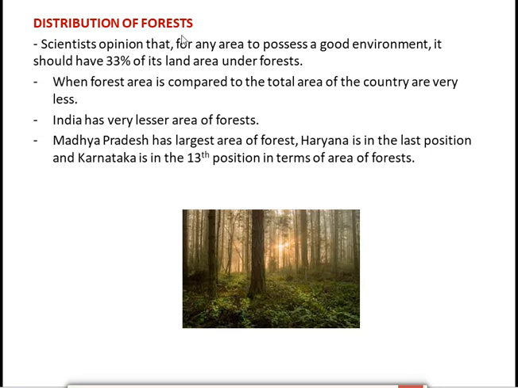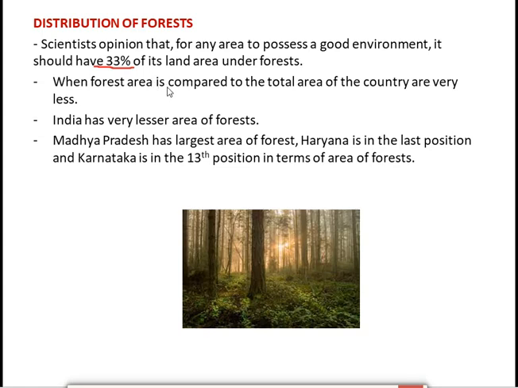Scientists' opinion is that for any area to possess a good environment, it should have 33% of land area under forest. Yes, we all know, if you read the books or follow the environmental news, that to maintain a clean and good environment, trees should be present in that area. So according to the scientists, to make an environment good, at least 33% of the land should be covered with forest, because trees give us good and pure air, they bring rain, and they clean the environment. So trees and forests are very important for us.